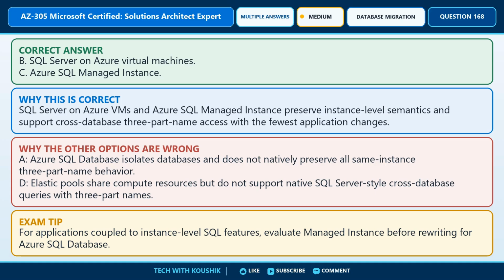Now consider why the remaining options are unsuitable. A. Azure SQL Database isolates databases and does not natively preserve all same-instance three-part name behavior. D. Elastic pools share compute resources but do not support native SQL Server-style cross-database queries with three-part names. For applications coupled to instance-level SQL features, evaluate Managed Instance before rewriting for Azure SQL Database.